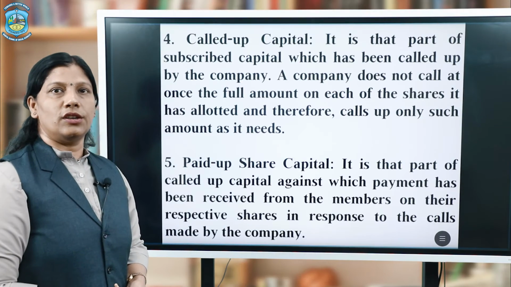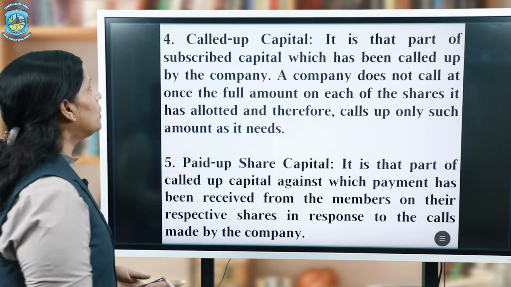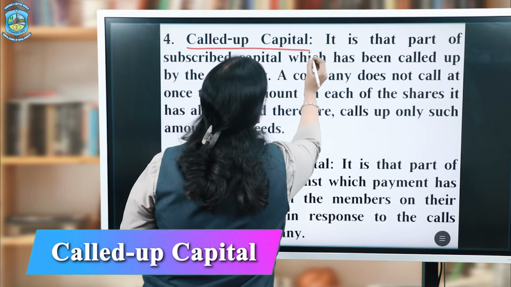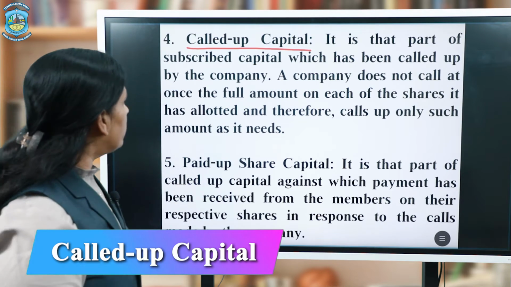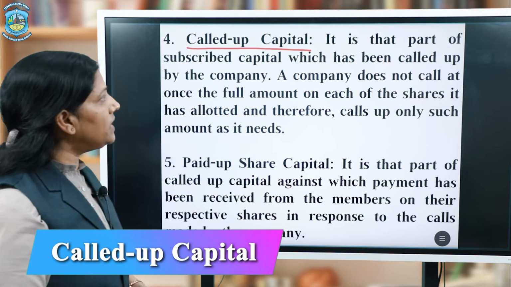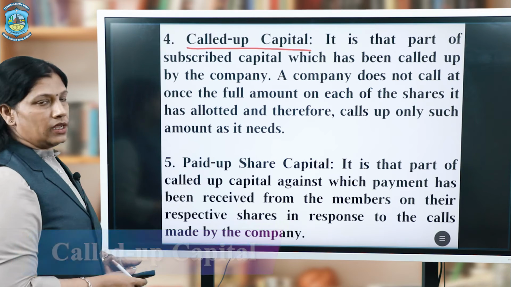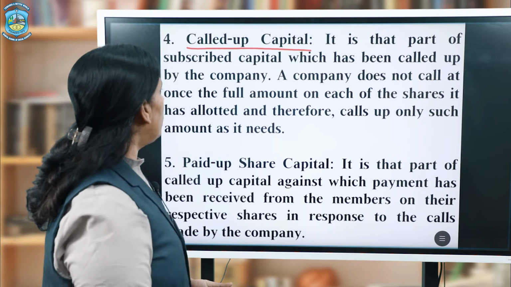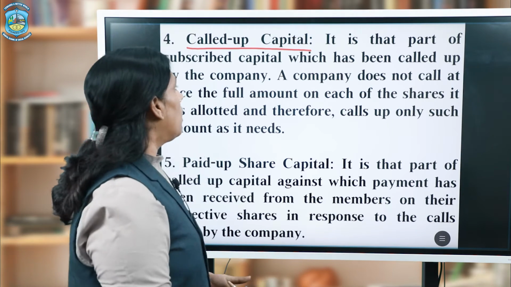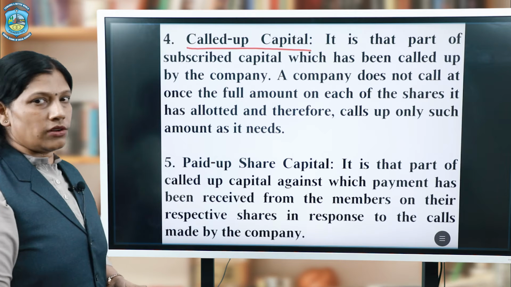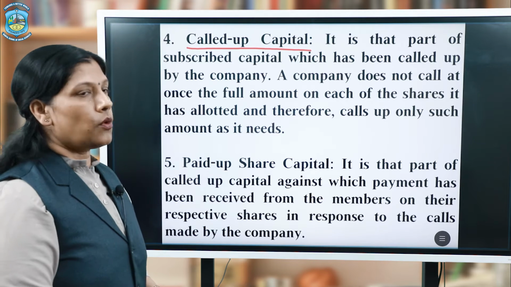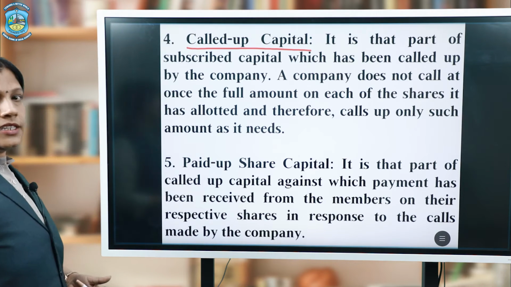The fourth category of share capital is known as called up capital. It is that part of the subscribed capital which has been called up by the company. A company does not call at once the full amount on each of the shares it has allotted and therefore calls up only such amount as it needs.